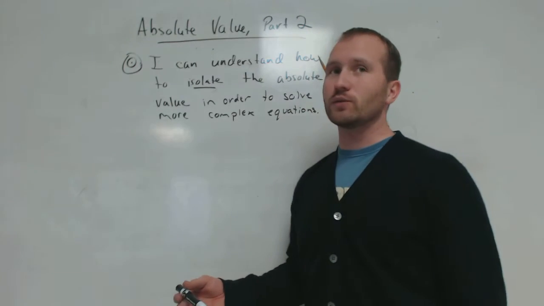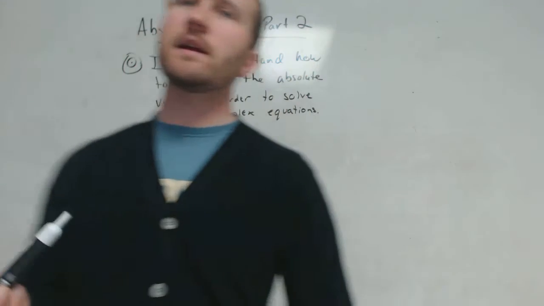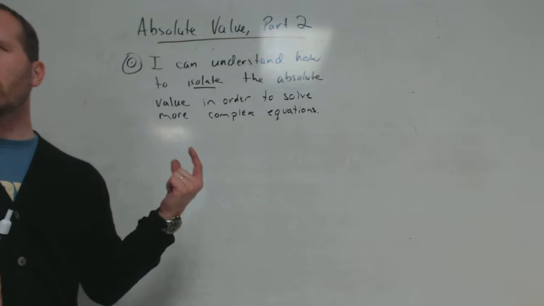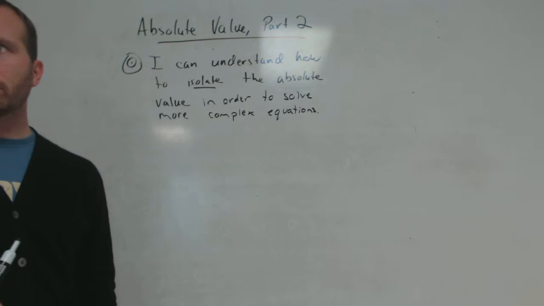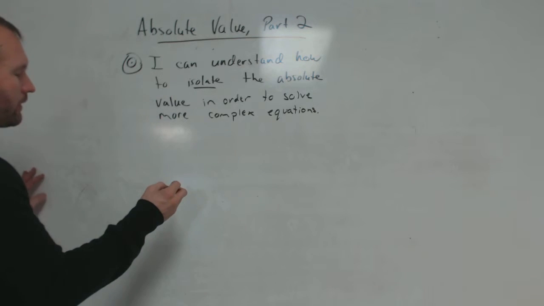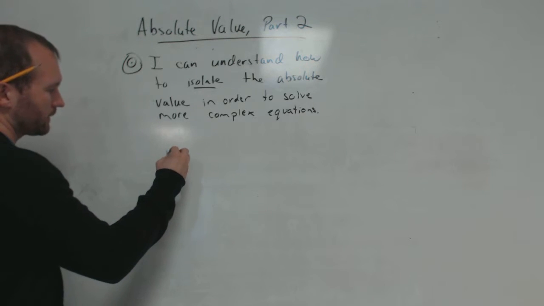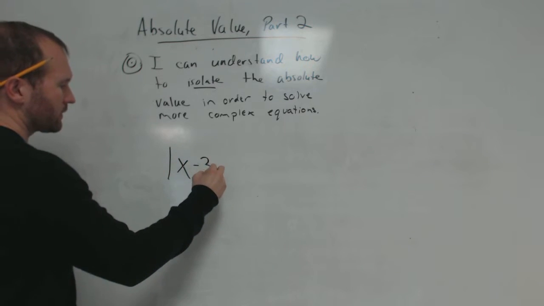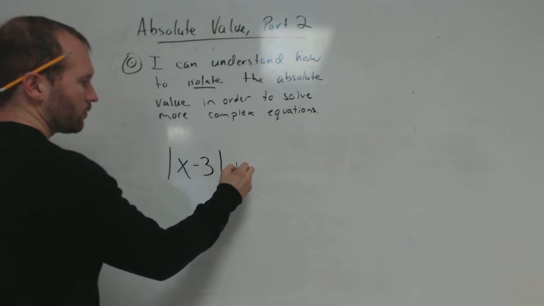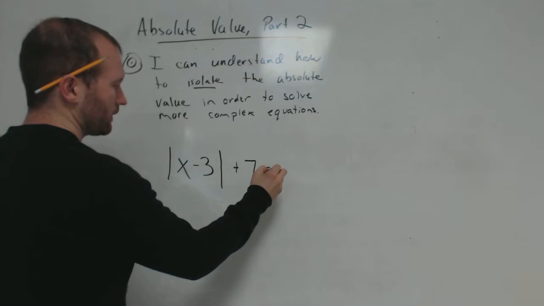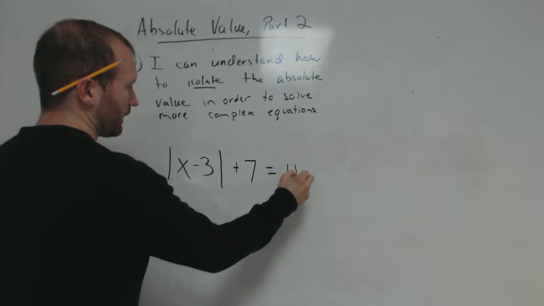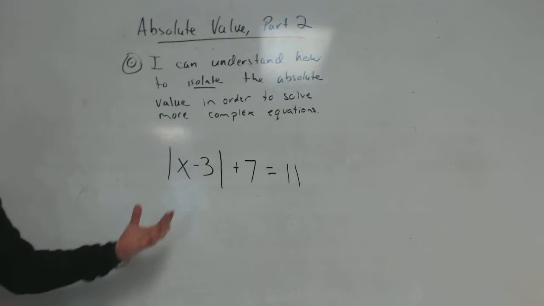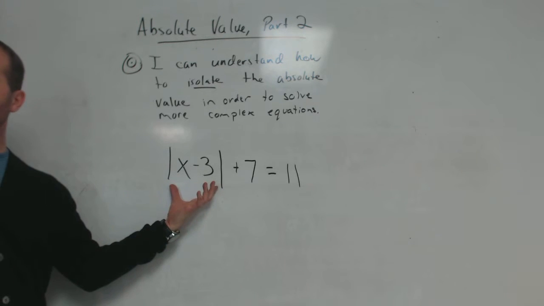Absolute value, part 2. So today we're going to see equations that have absolute values, but the absolute values are not all alone on one side. Let me show you what I mean. If I have something like this, the absolute value of x minus 3 plus 7 equals 11.